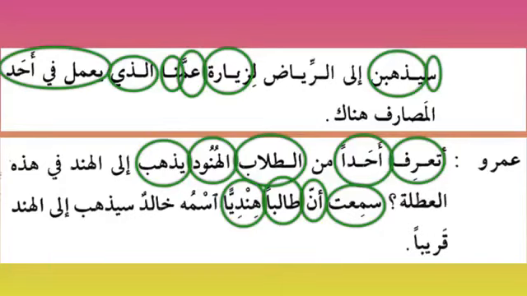So he's telling: I heard that Indian student اسمه خالد سيذهب, that his name is Khalid, he is going إلى الهند قريبا, very near. So he replies نعم أنا أعرفه. So yeah, I'm aware of it, I know it. So أعرف, and who is your مفعول به, هو سيذهب.